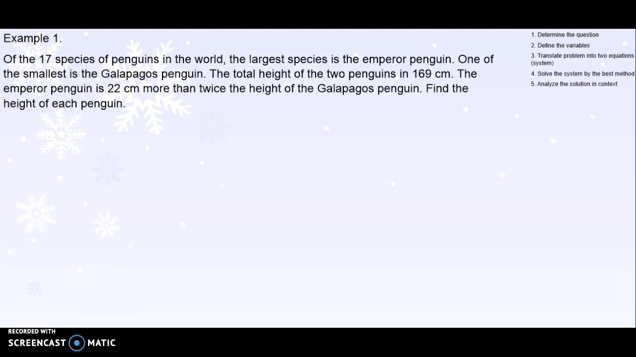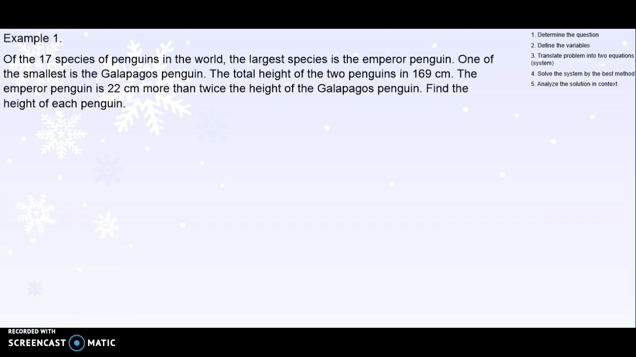Alright, so we're going to go ahead and follow the 5 steps. The first step is to determine the question. Before we do that, we're going to actually do a read-through of the problem. So it says, of the 17 species of penguins in the world, the largest species is the emperor penguin. One of the smallest is the Galapagos penguin. The total height of the 2 penguins is 169 centimeters. The emperor penguin is 22 centimeters more than twice the height of the Galapagos penguin. Find the height of each penguin.